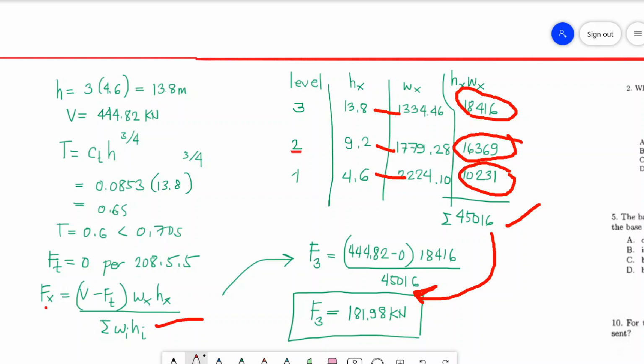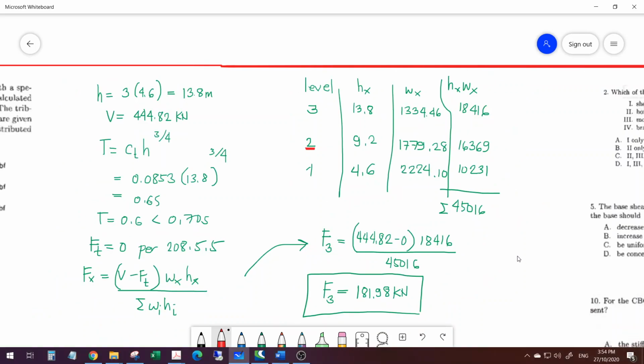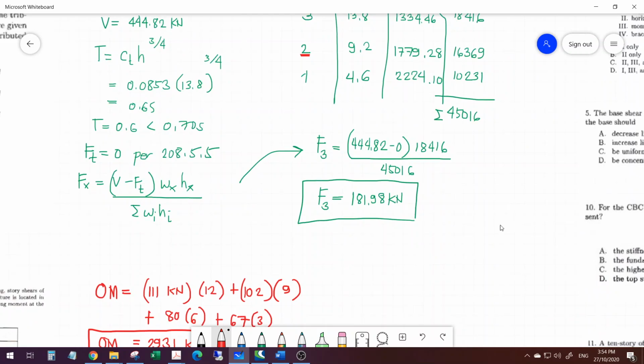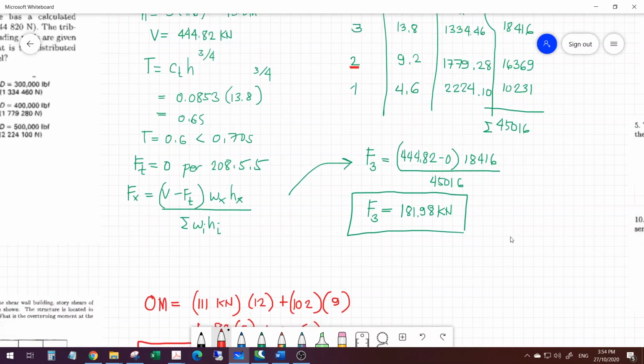Now, to find the base shear at roof level, so that's F3. So V is 444.82 minus 0 since FT is 0, multiplied by WxHx at that specified level, 1334. Where's that? Hx, sorry. 18416. So 18416 all over 45016. So you will get F3 equal to 181.98 kilonewton. So that's how you get the base shear at a specified level.